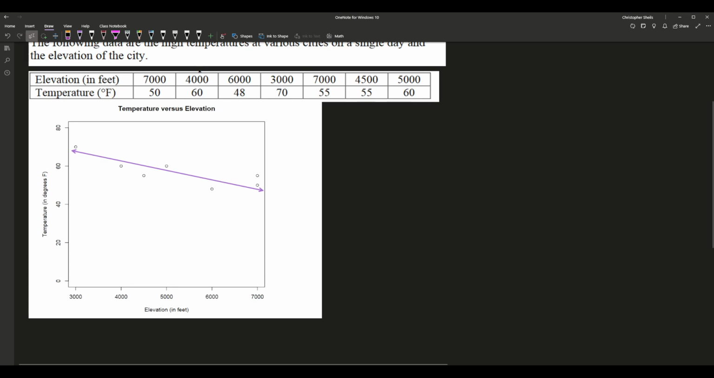So as a result, it appears that there is a linear relationship between temperature and elevation. This also appears to be a negative relationship. So as elevation increases, temperature decreases.